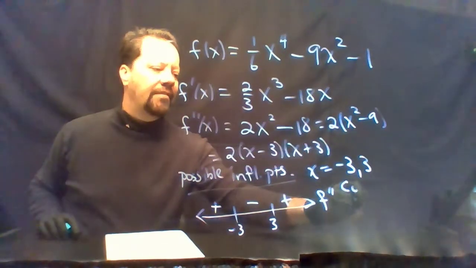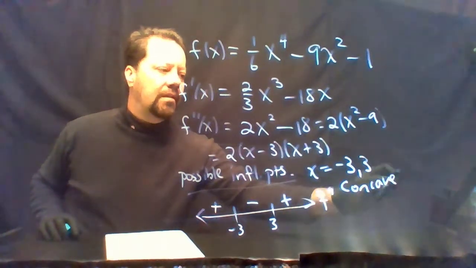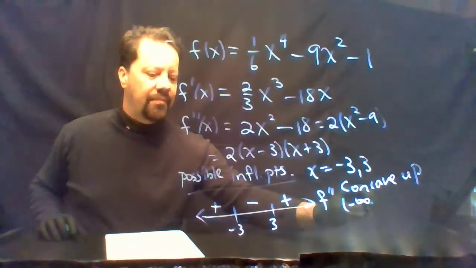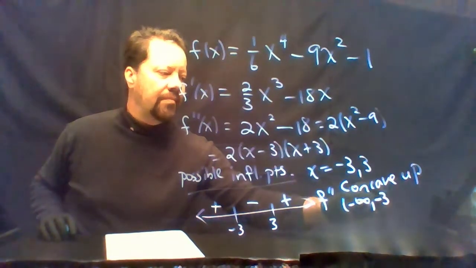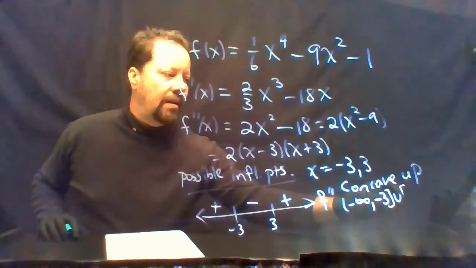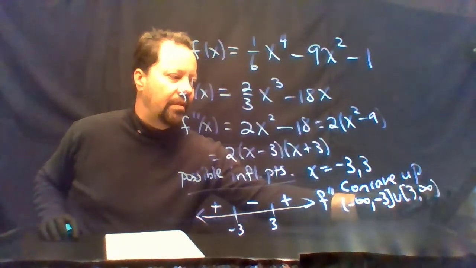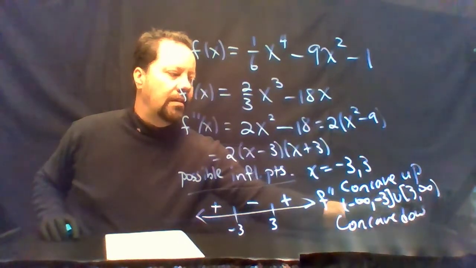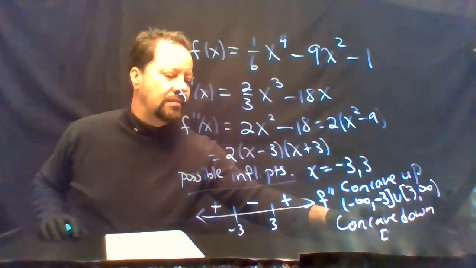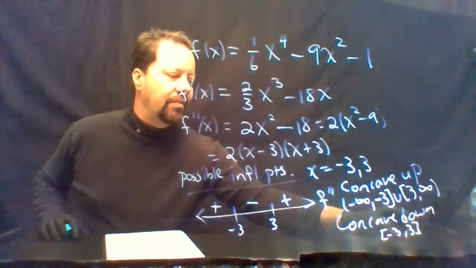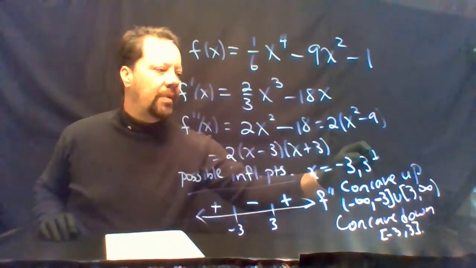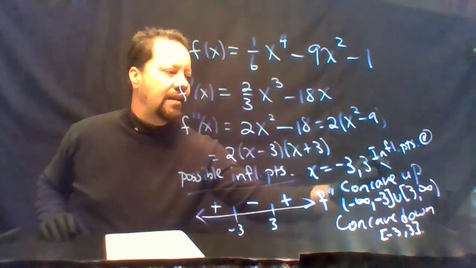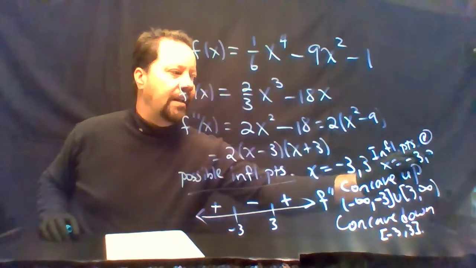So we have concave up on -infinity to -3, and from 3 to infinity, concave down, -3 to 3, and the inflection points are at x equals -3 and 3.